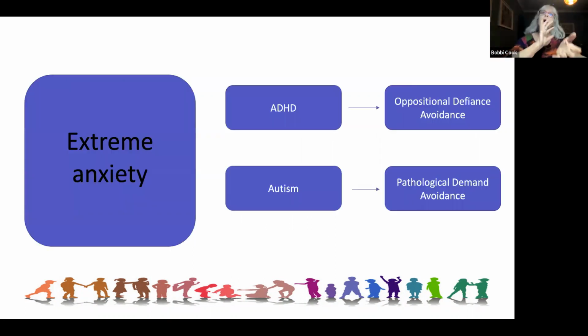All right. There's a lot of confusion around ODD and PDA. So let's just have a bit of a think about this. We see extreme anxiety in ADHD and in autism. And in ADHD, we see ODD. In ASD, we see PDA.